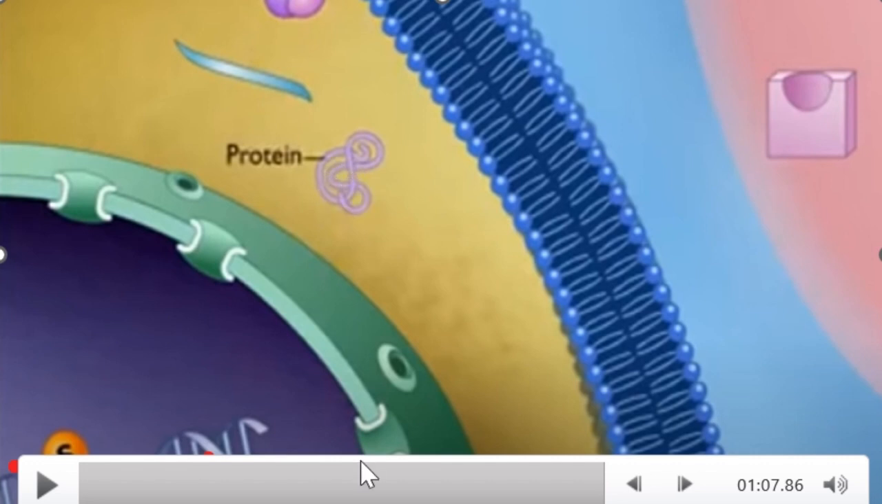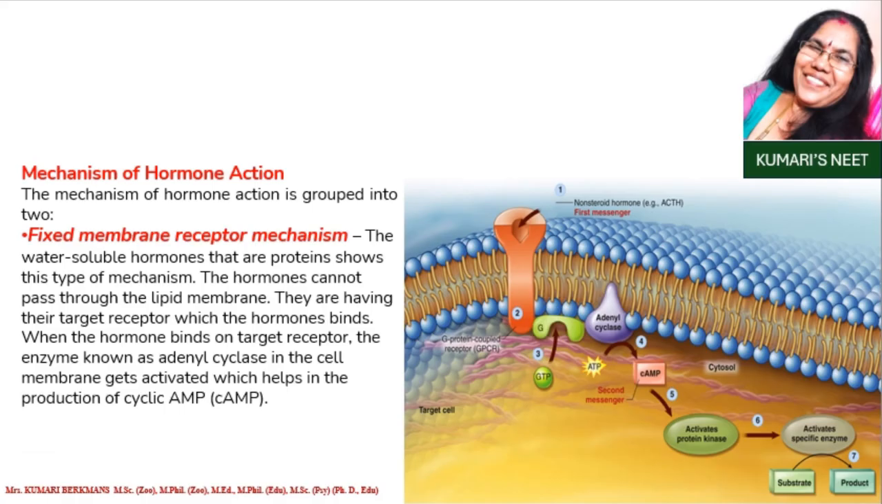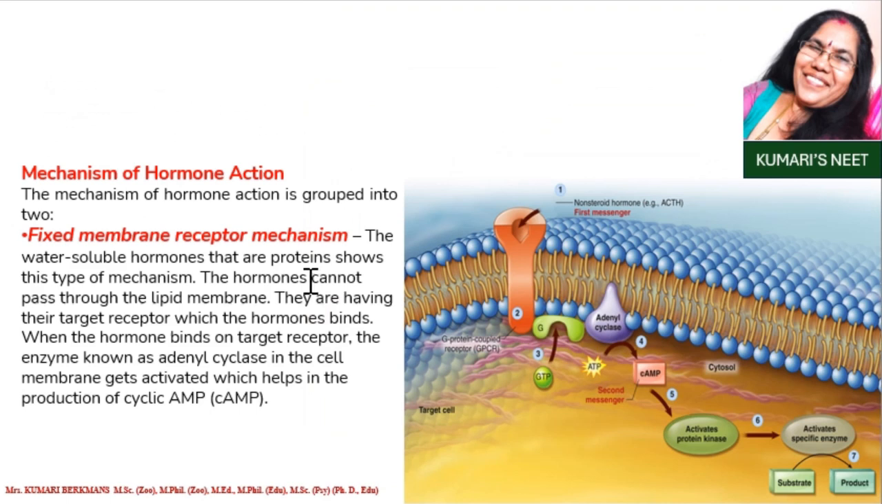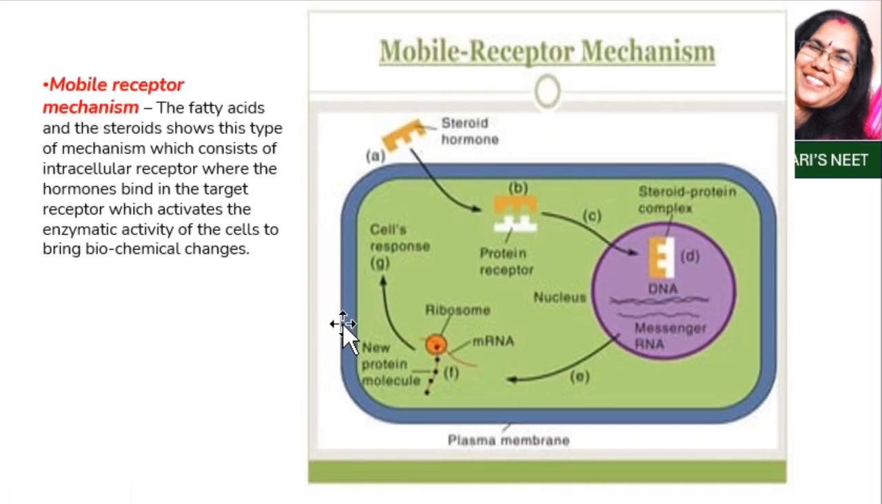Okay. Now we can see the mechanism of hormone action. If you take the mechanism, there are two types: the fixed membrane receptor mechanism and the mobile receptor mechanism.